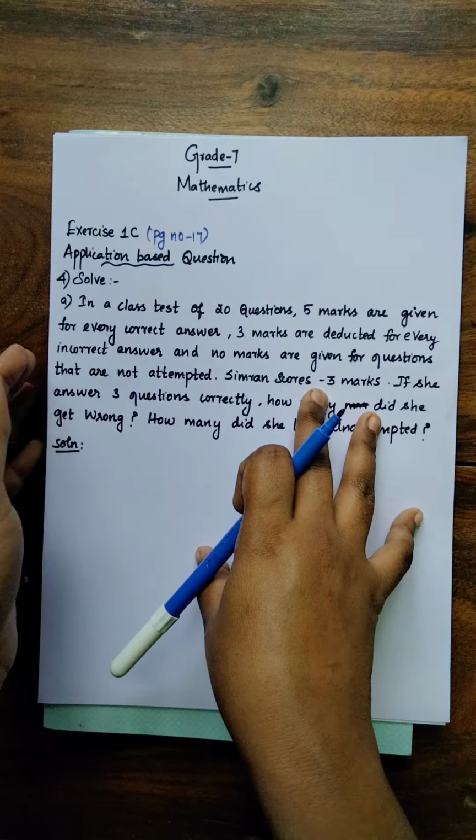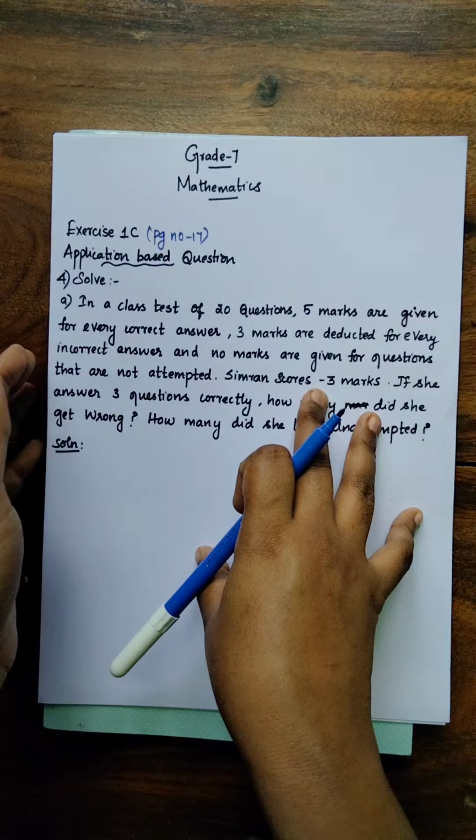It is a class test. In a class test of 20 questions, the total number of questions is 20. For every correct answer they are giving 5 marks, and 3 marks are deducted for every incorrect answer. They are reducing 3 marks for every incorrect answer. Total number of questions is 20. And no marks are given for questions that are not attempted.